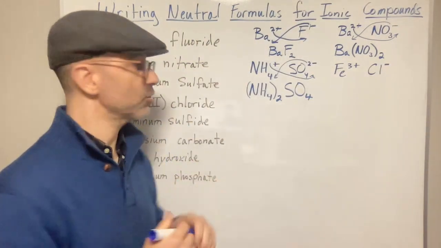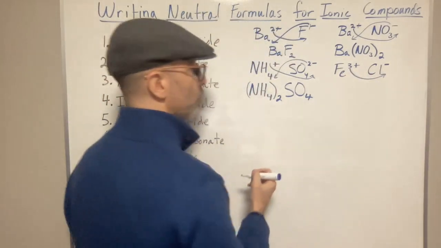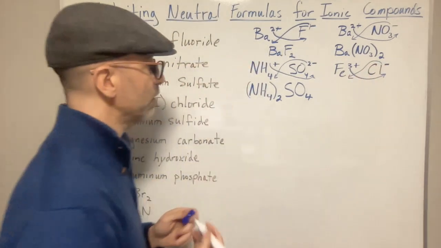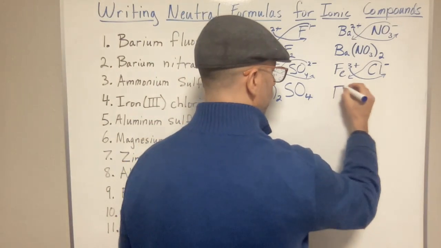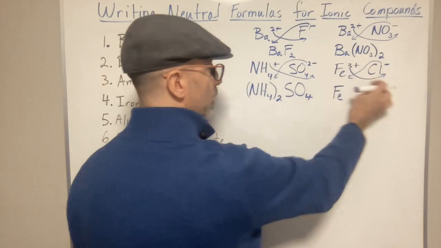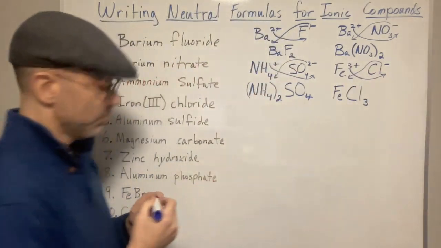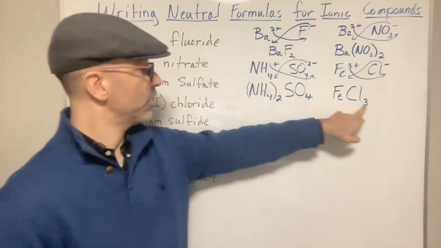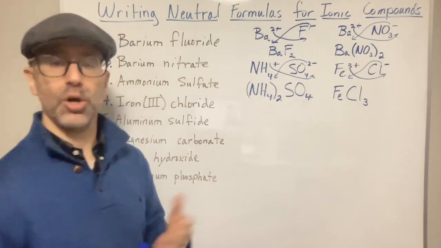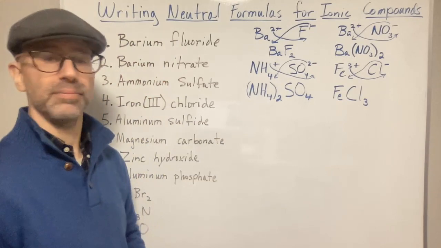Now we're going to do the crisscross method. So this 3 here becomes a subscript 3 for the chlorine, and the 1 here becomes a subscript for the iron. So we're going to write Fe. We don't write the 1s. And then we write Cl with the 3 as a subscript, so Cl3. And here we can see that 1 to 3 is the lowest whole number ratio. We can't reduce it any more than that. So this is the formula for iron(III) chloride.